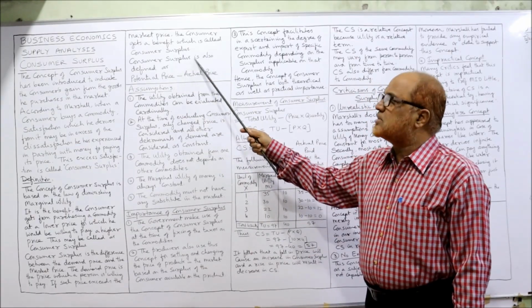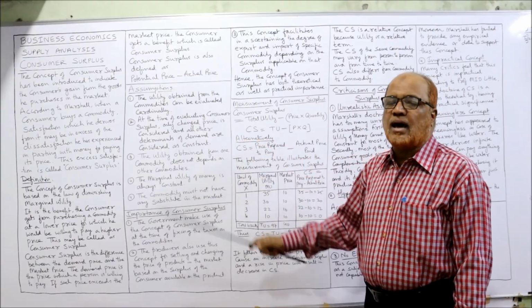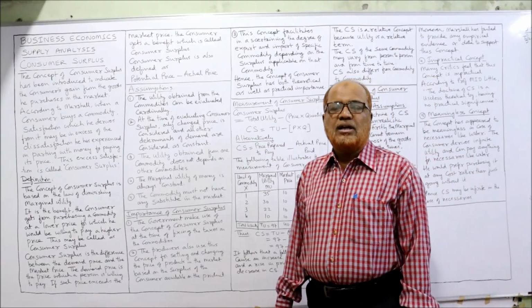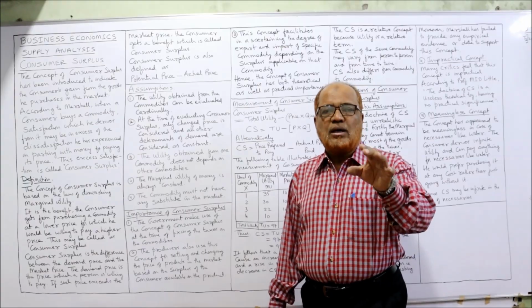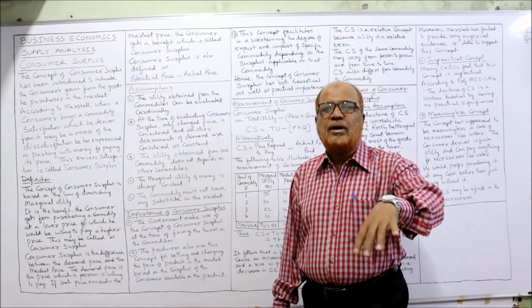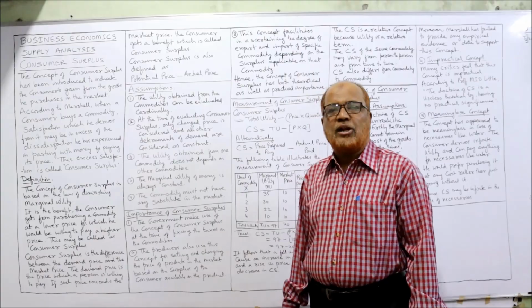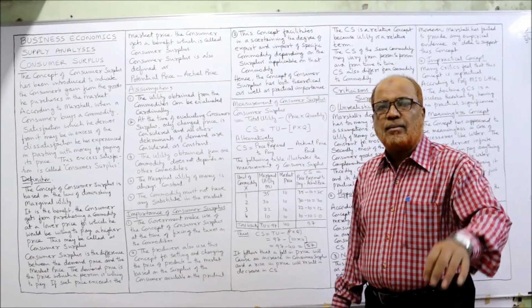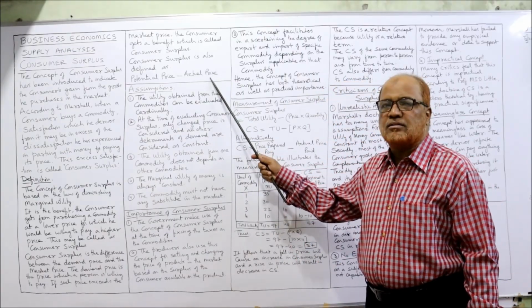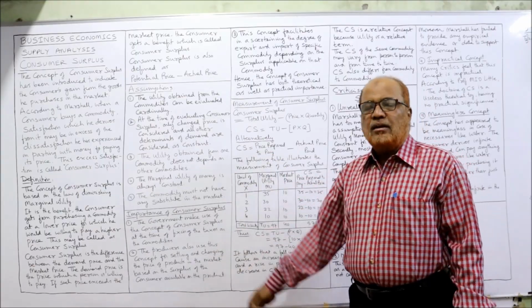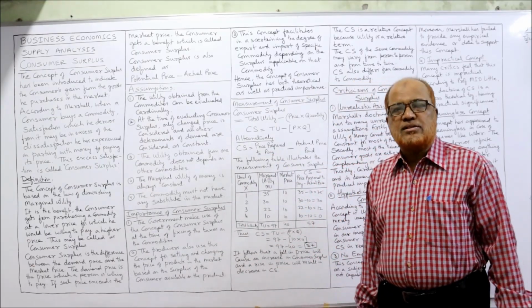So simply, consumer surplus is potential price minus actual price. The difference between the potential price, the price which the consumer is willing to pay, and the actual price in the market. This is the meaning and definition of consumer surplus.